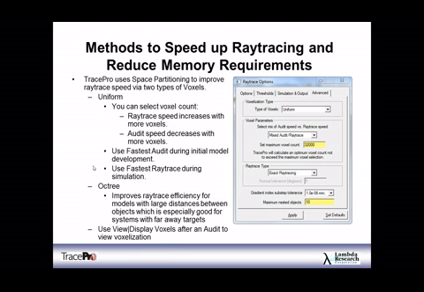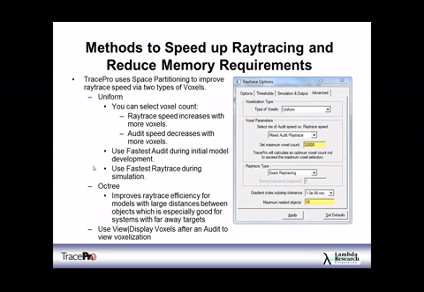Another thing, let's see. TracePro uses space partitioning to improve ray trace speeds via 2 types of voxelization. So first of all, what is voxelization? Voxelization is our method to split up object space where we make these 3D voxels and we write a list of all the surfaces in those voxels. And then when a ray goes into the voxel, we check only the surfaces that are in that list for that voxel. So this speeds up ray tracing.